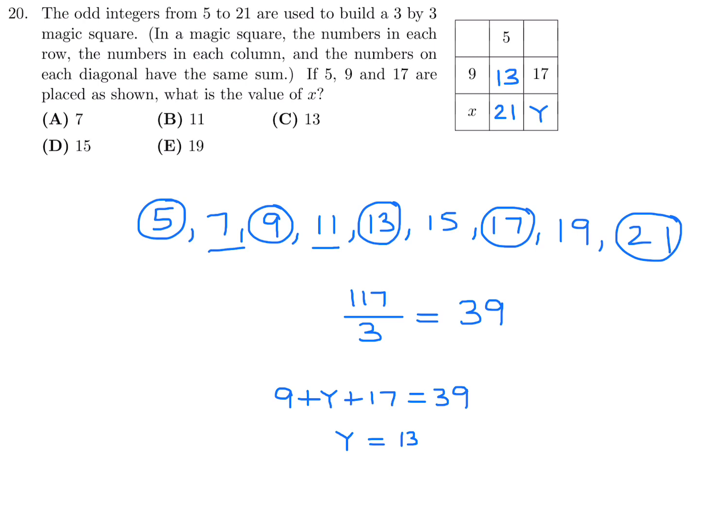So we are now stuck with a choice. Would I put the 7 here or the 7 here? You fiddle around with that, and when you do, you figure out that the only way this can work is if the 11 goes here and the 7 goes there. Then you can figure out the remainder. Since the 7 and the 11 are taken, we only have to place the 15 and the 19. The 19 goes here, and the 15 goes there. It's just like a puzzle. So the x we have figured out is 11. So number 20, the answer is B.